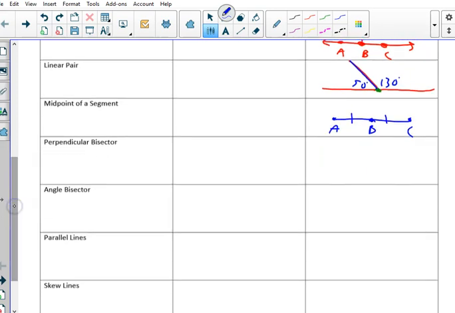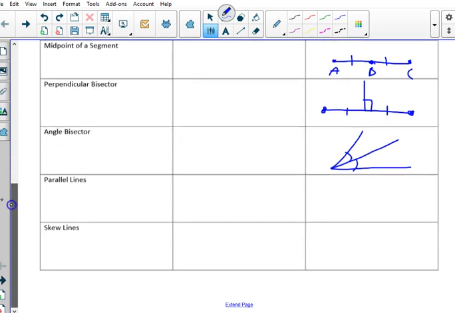Perpendicular bisector. That is not enough to make a perpendicular bisector. It must come in at 90 degrees and hit the midpoint. Must cut it in two. An angle bisector splits an angle into two equal sections, two equal parts.